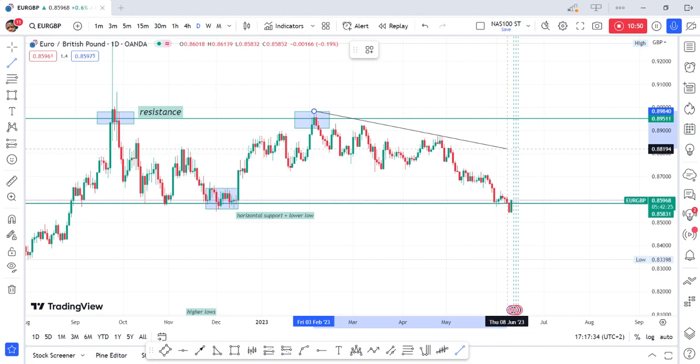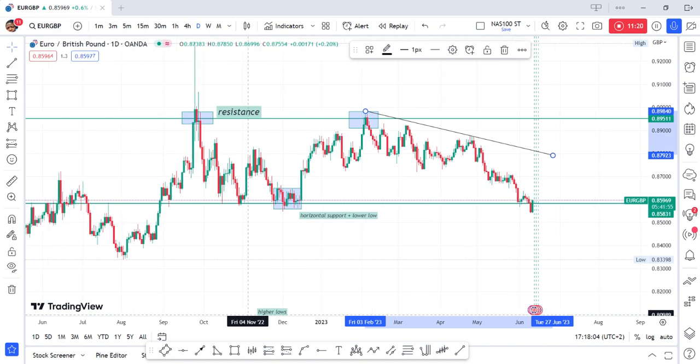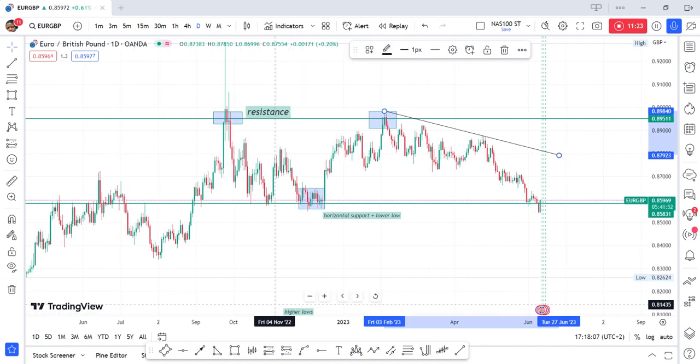This is how we can analyze here. You can see that the market, let's do it like this. Yeah, just like this. You can see that the market was at a downtrend.